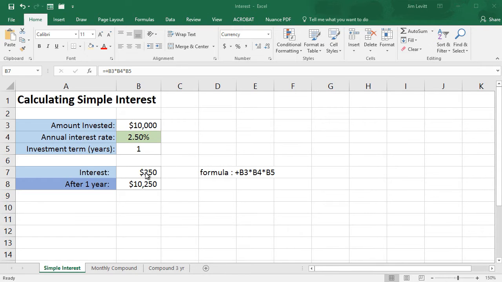The formula in cell B7, therefore, is the amount invested multiplied by the percent multiplied by the term, which equals, in this case, $250 on a $10,000 investment, for a total after the first year of $10,250.